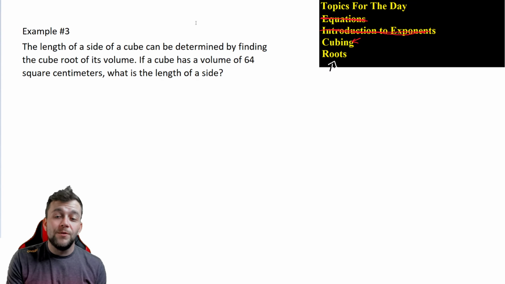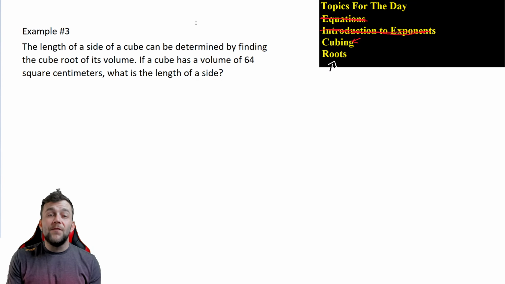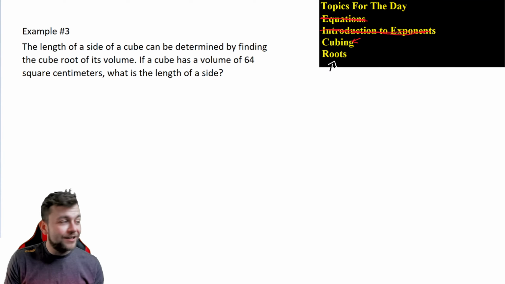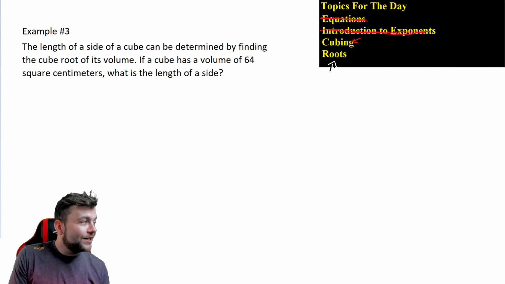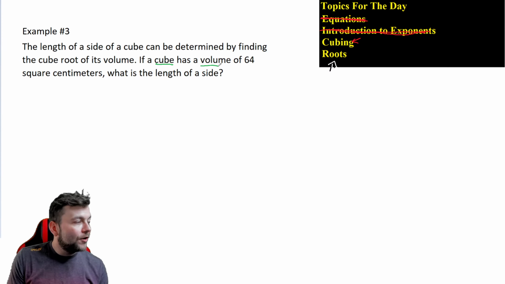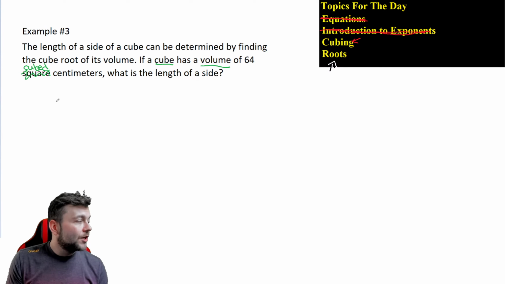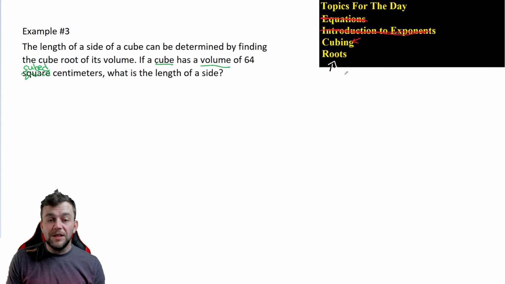of its volume. If a cube has a volume of 64 square meters, oh, you know what? This should not be square. Hang on. What did I just say though? Cube volume, not square. Cubed meters. Cubed meters. Okay? Cubed centimeters. What is the length of the side?